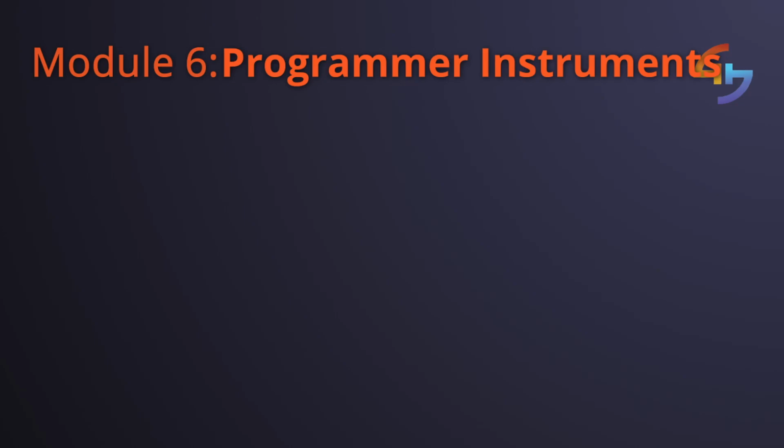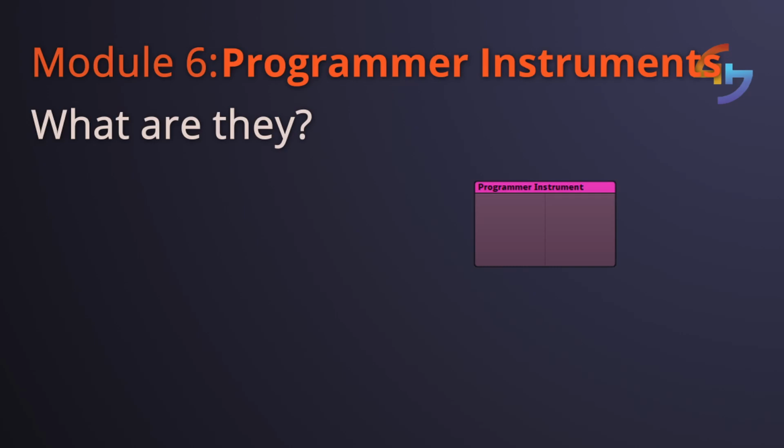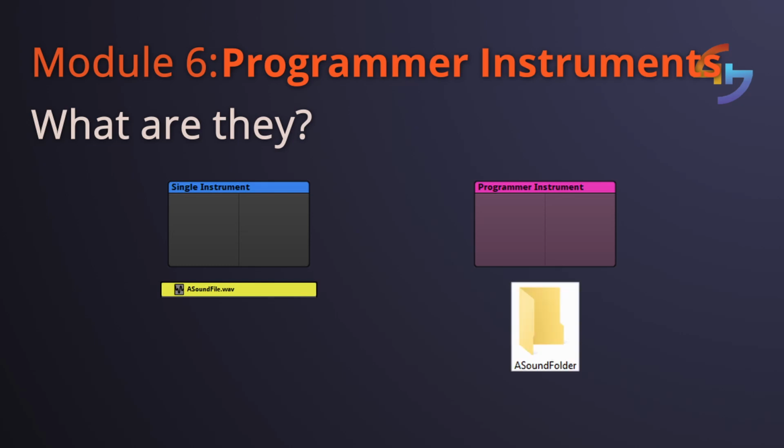In this lesson, we'll be talking about FMOD programmer instruments. Programmer instruments behave almost identically with your generic single instrument, save for one critical difference. The sound that a single instrument plays is simply whichever asset file is dragged into the instrument within FMOD, whereas a programmer instrument will play a specified file from a folder outside of your FMOD project.